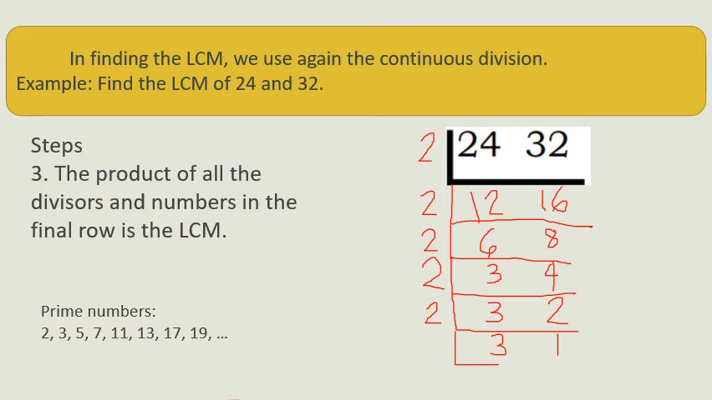And then, so, wala na tayong pwedeng i-divide sa 2. So, sa 3 naman tayo. So, ito pwedeng i-divide sa 3. So, sulat natin siya dito. So, 3 divided by 3 is 1. So, yung 1 divided by 3, hindi natin pwede yun. Hindi siya divisible sa 3. So, ibaba uli natin siya.